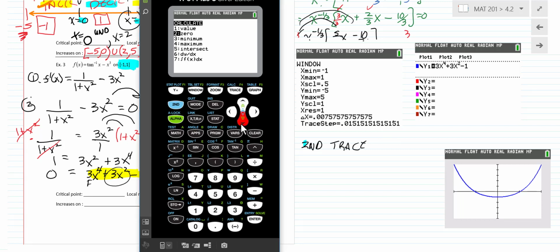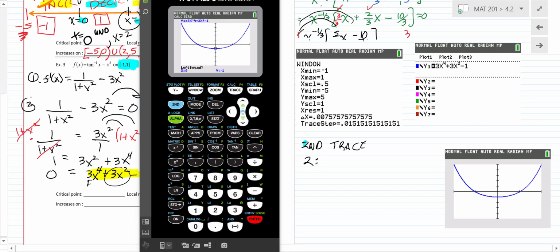You can go option 2, which says find the 0. Okay, like this. All right. Now what I'm going to do is it's going to ask for a left bound. Let's find this 0 right here. I have a sneaking suspicion they're the same, and that's because this is an even function. I'll explain that in just a minute.